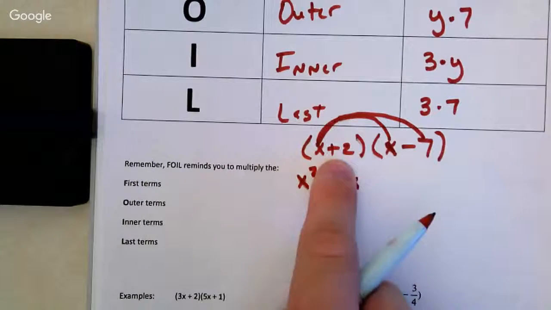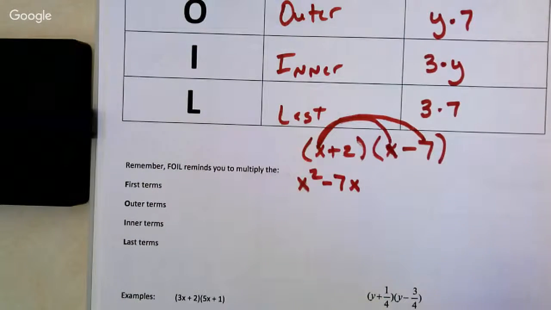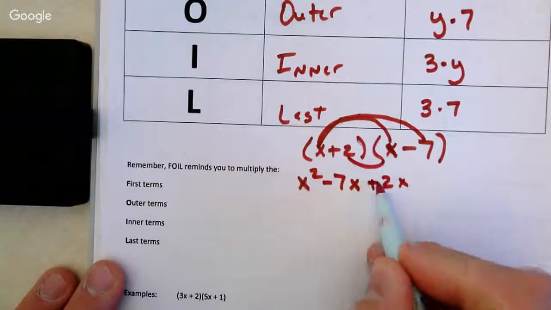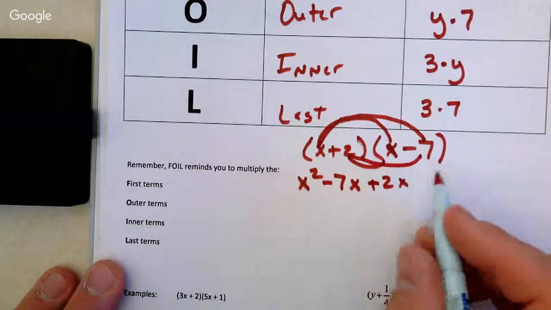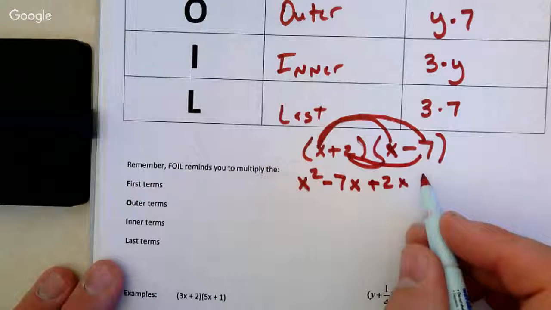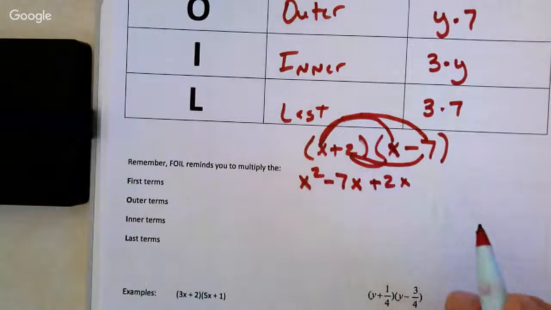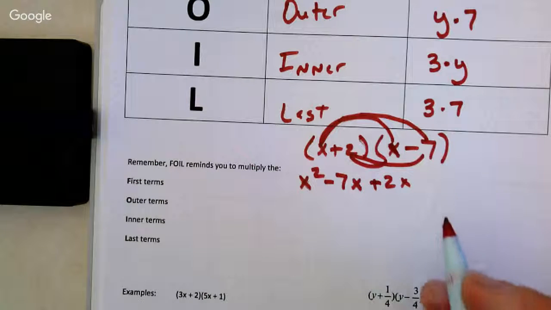Now I'm going to multiply the second term in this by both terms over here. I multiply 2 times x, that gives me a plus 2x. And I multiply 2 times minus 7. 7 times 2 is what? Yeah, a positive times a negative is a negative, right.